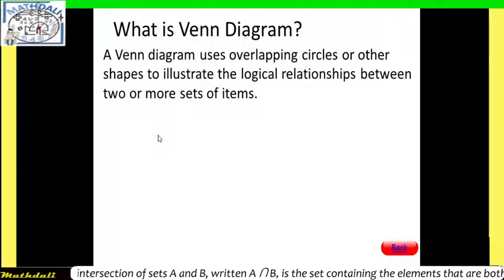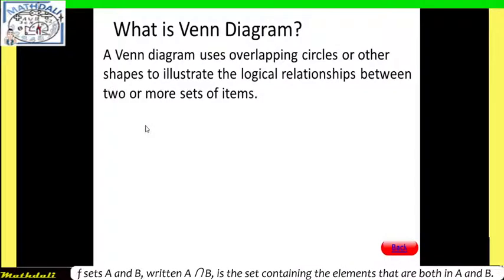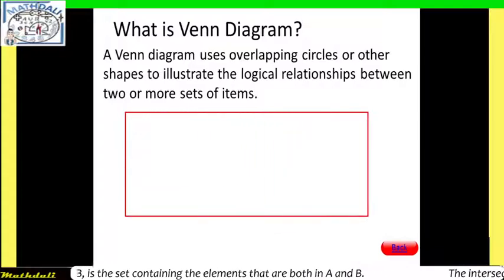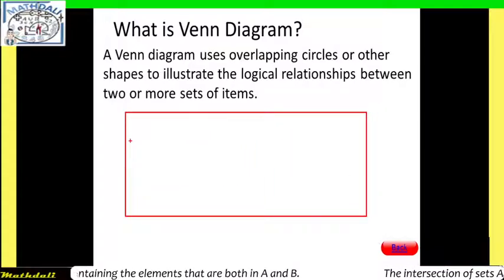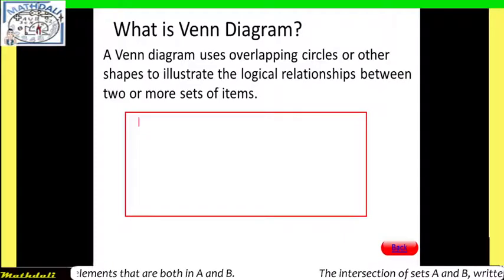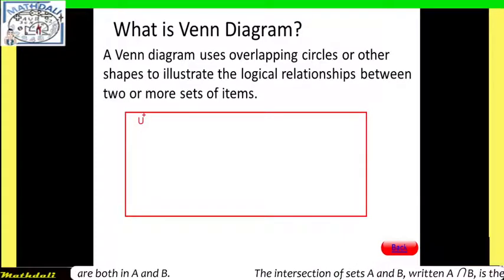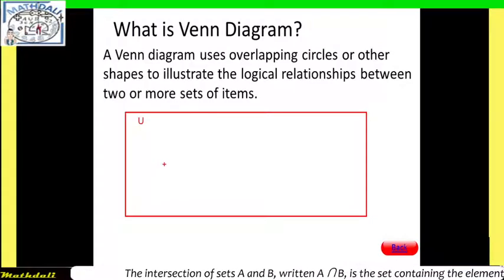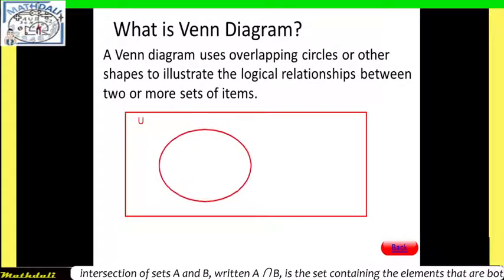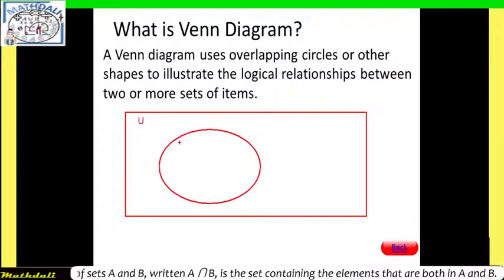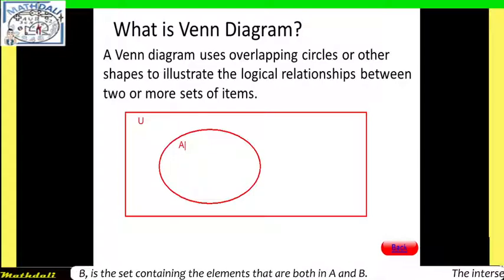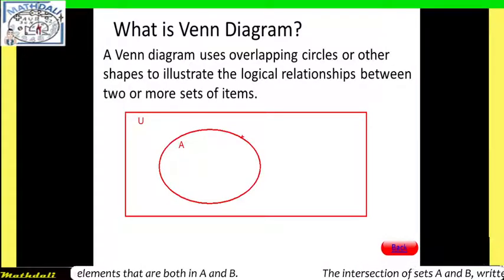So first, I'm going to illustrate kung ano ang Venn diagram. Gumagamit tayo ng rectangle para ma-illustrate ang tinatawag na universal set. So ito ang ating universal set. Then we also have the set. Usually nire-represent iyan gamit ang circle. Let's have set A. Then we also have another set, for example, set B.